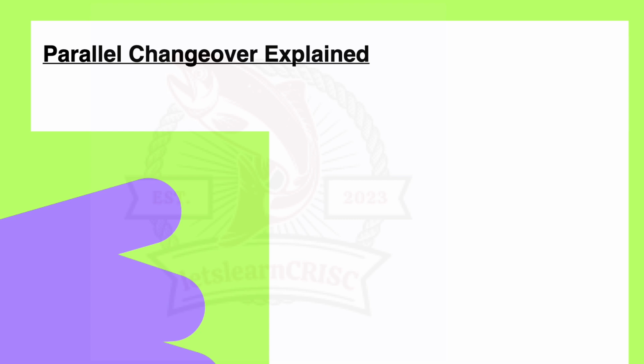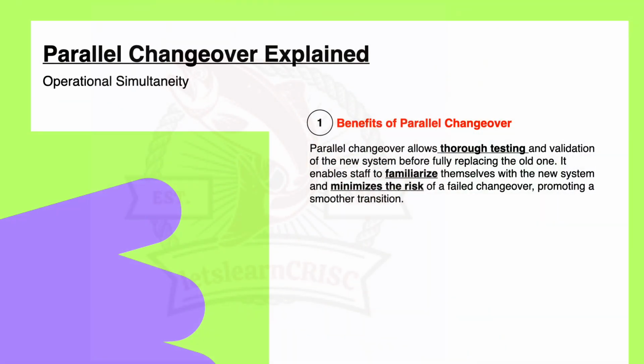First, we will discuss parallel changeover explained, that is operational simultaneity. First, the benefits of the parallel changeover. Friends, parallel changeover involves running both the old and the new system simultaneously for a period, right?